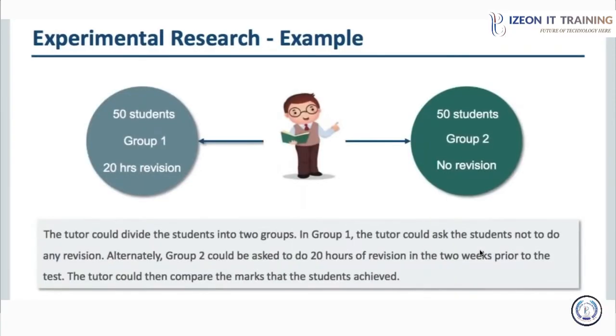So what they have done is divide the group. There are 100 students and the group is divided into two, with 50 students in each. The instructions given to group one are that they have to revise for 20 hours, and group two students shouldn't be allowed to do any revision. Then if you compare the results of these two, since we already know there is a linear relationship, you will see how, when you vary this quantity, the result is affected. This gives you an analysis of how the dependent and independent variables change the whole scenario.